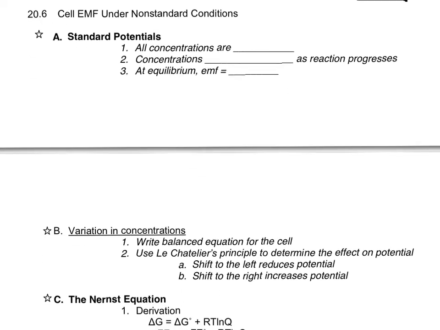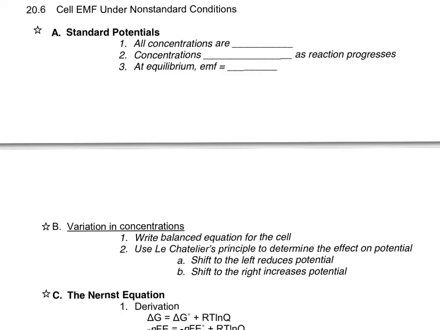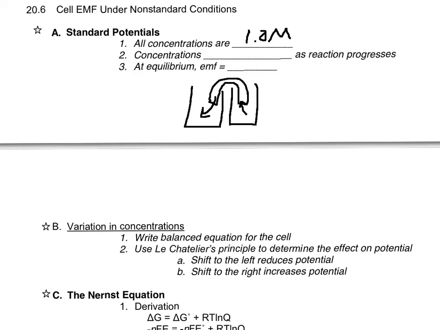Now, for standard cells, all your concentrations in both compartments are 1 molar. But here's the deal. As soon as you turn this battery on, those concentrations start to change. Why do they change? Because your ions start to move. This is your little battery with your little half cells. Your ions are moving all around in here, and so the concentrations of your solution start to change. And since your concentrations are changing, your EMF immediately starts to change.